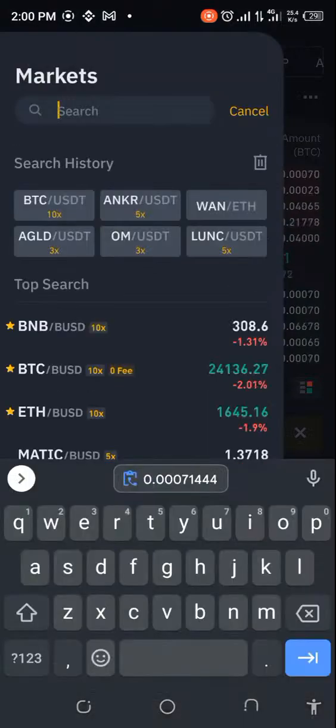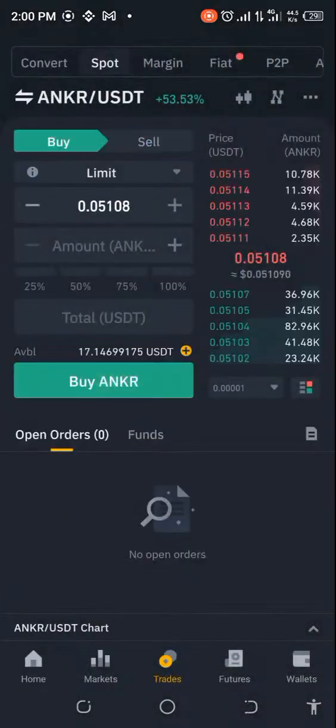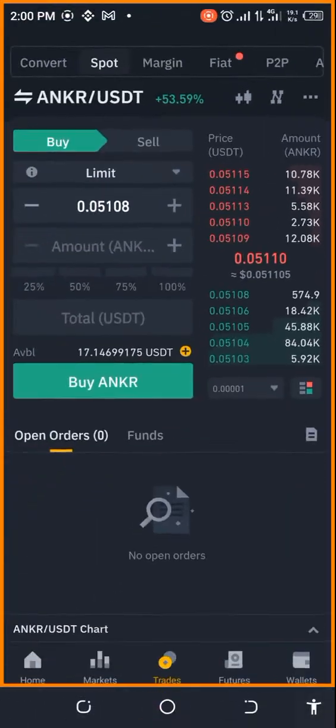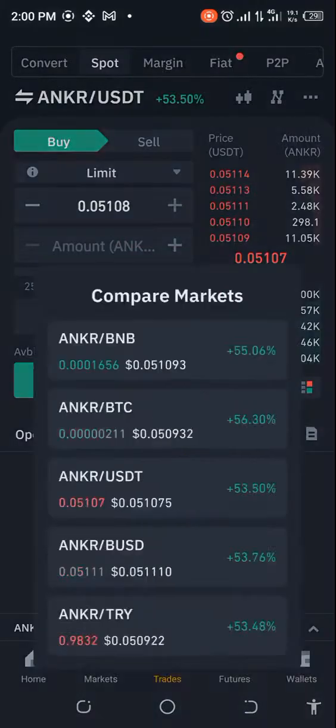I'm sure definitely we're going to make a profit. I had to subtract part of it. So let me go back to ANKR USDT. What is the price right now? Okay, the price is 0.5110. Let's go check the compare markets.